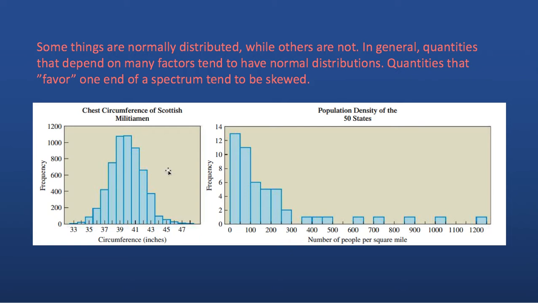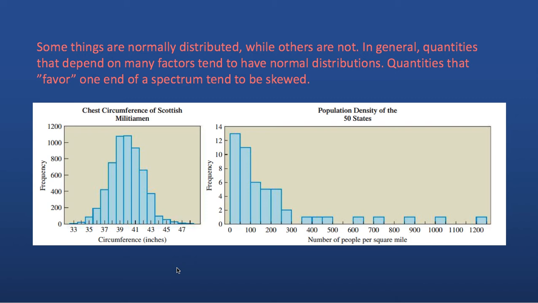All right, so we have two different distributions here. One, which has the normal shape, unimodal, symmetric, fades away to both sides, and one that is skewed. This one is skewed to the right. Remember, the skew is the direction where the tail goes. So what is this one representing? This one is representing the chest circumference of Scottish militiamen, which was a sort of famous old study, one of the early studies of the normal distribution. And that's what's plotted here.